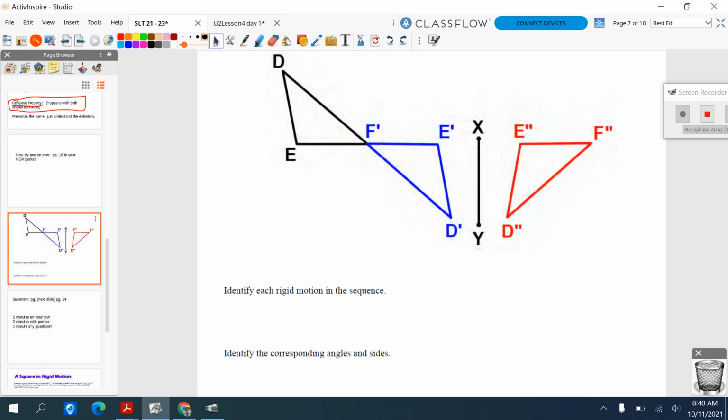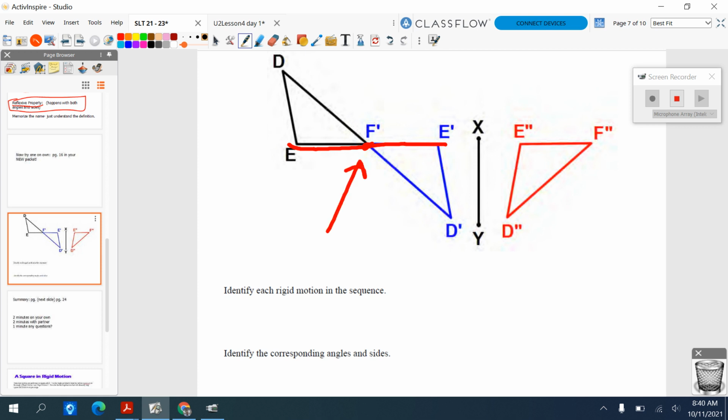All right, so here they're just talking about the beginning, the black one and the red one. Identify each rigid motion. So if you can see where D and E go and F goes there, because you can draw a line through the rotation, this would be a 180-degree rotation about point F or F prime. And then it is a reflection over the line XY. You're going to notice that even though this is a rigid transformation, the original and the end are congruent triangles.